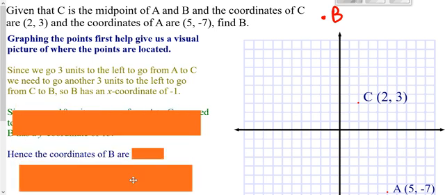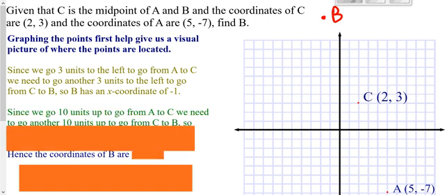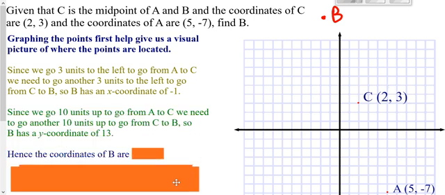We can follow that idea also looking at the y's. From A up to C, we're at -7 and went up to 3. That's going up 10. To go from C up to B, we'd have to go up another 10. So if you were at 3, went up another 10, that puts you at 13. In other words, the coordinates of B is -1, 13.